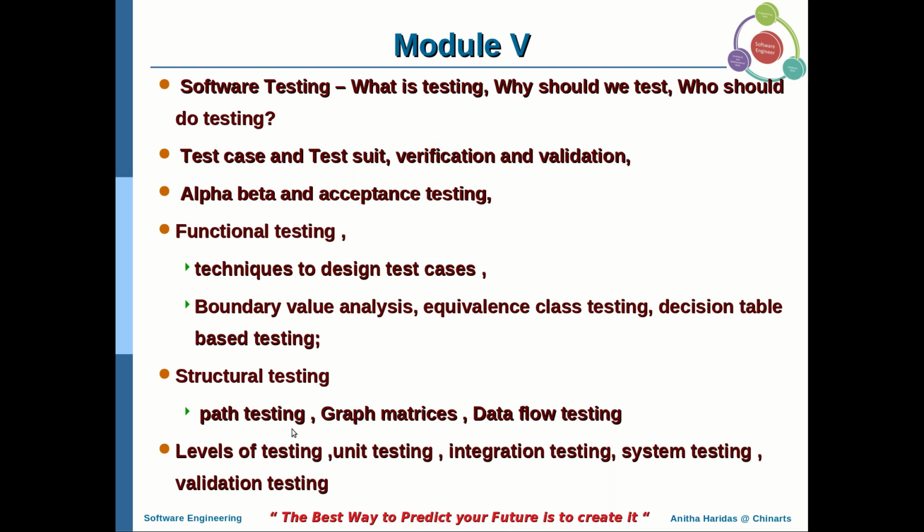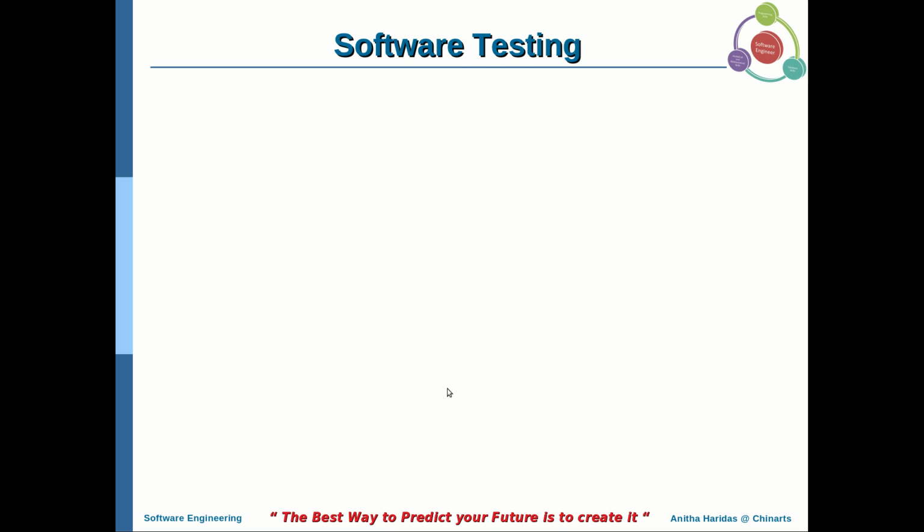Apart from that, the testing process can be put under different levels. So we will be discussing the different levels of testing, right from unit testing to validation and acceptance testing. So these are the different topics we will be covering in module 5. Okay. So now let us get into the topic, software testing.